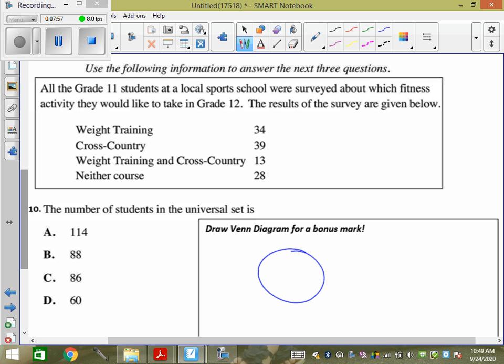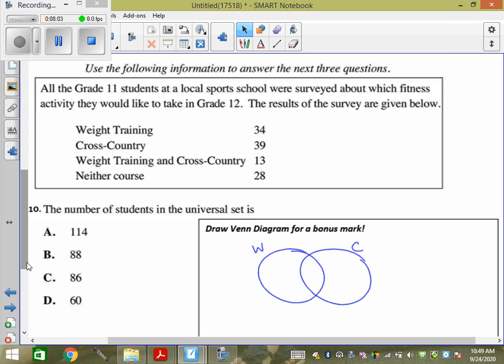We have to decide if it's a 2-circle. It is, because that's all we've done so far. We have weight training and cross country. Today we're going to add some 3 circles. So we start with the and, which is 13.